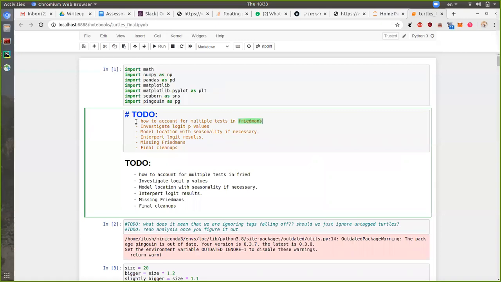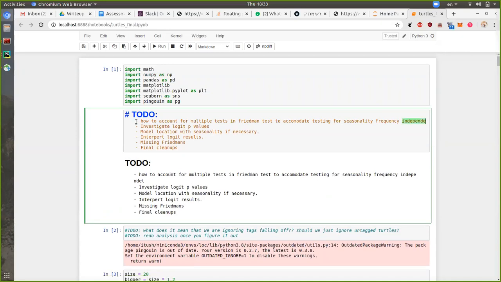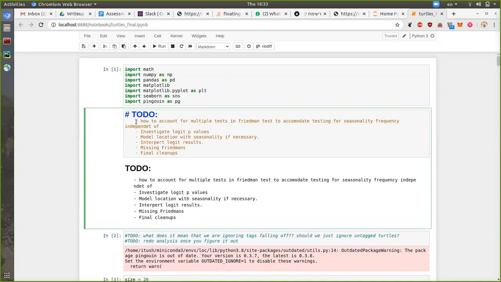Okay. Let's do T. Dependent of... I keep forgetting that word. Phase.